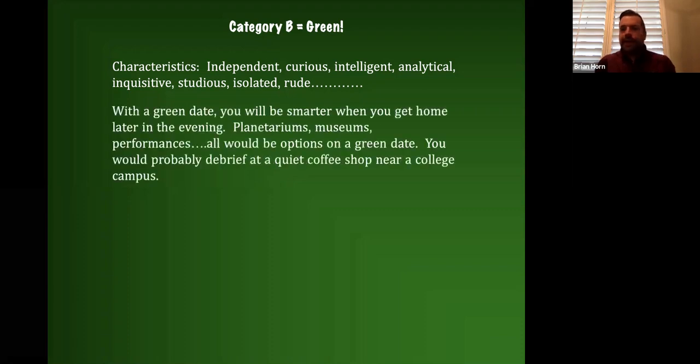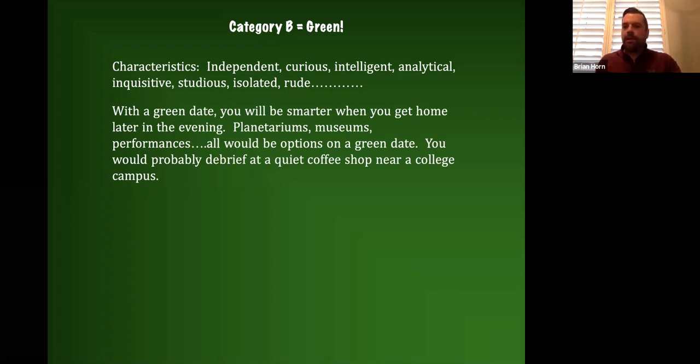Now, on a green date, I always say, bottom line is, at the end of the day, you're going to be smarter. So typically, I will say this: you always hear, "Oh, opposites attract." Not with green. Green may try to date someone else, a different personality, but for the most part, green personalities find green personalities.